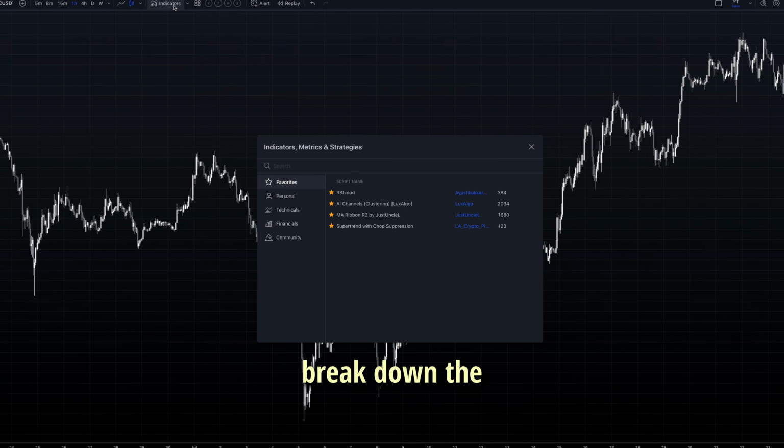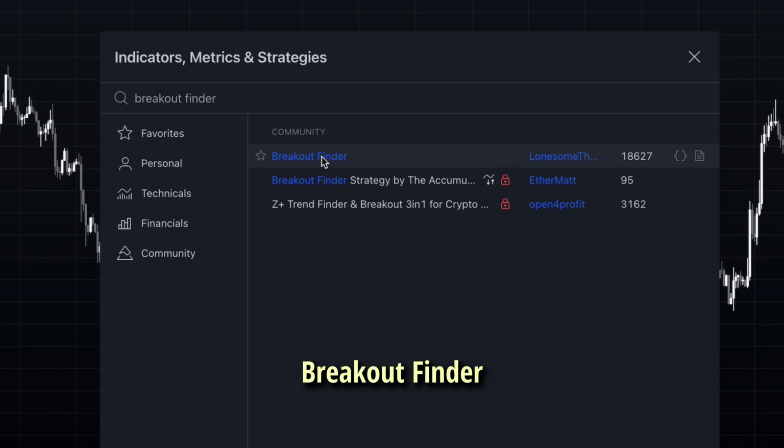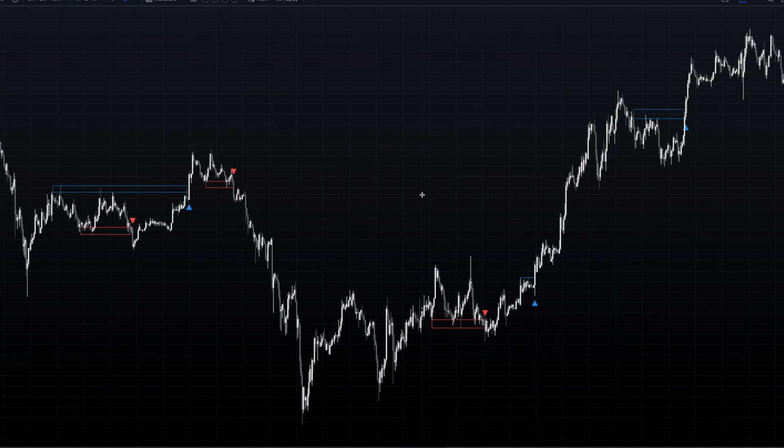First up, let's break down the 3 key indicators we're using. Let's add our first indicator to our chart. It's called Breakout Finder Indicator by Lonesome the Blue.